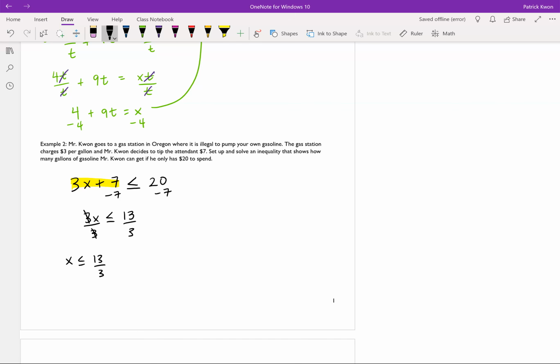It might be a little bit more helpful to convert that into a mixed number. So 3 goes into 13 4 times, and that's 12. And then I have a remainder of 1/3. So x is less than or equal to 4. I'll change that to a decimal, so 4.3 with the 3 repeating. Okay.